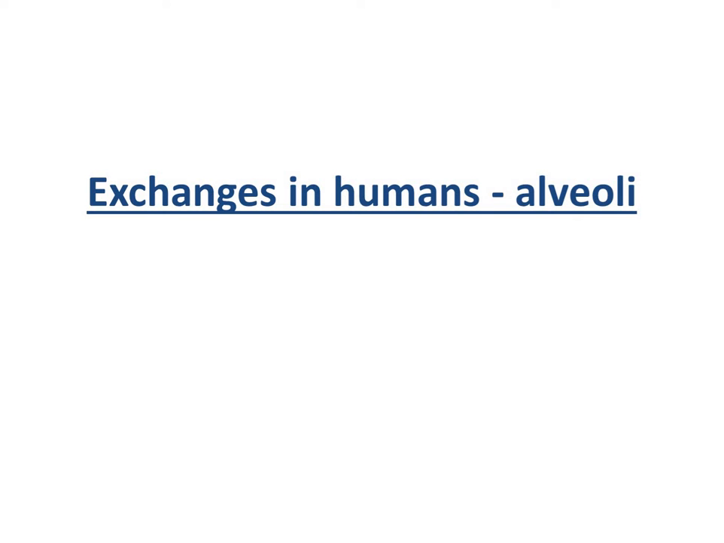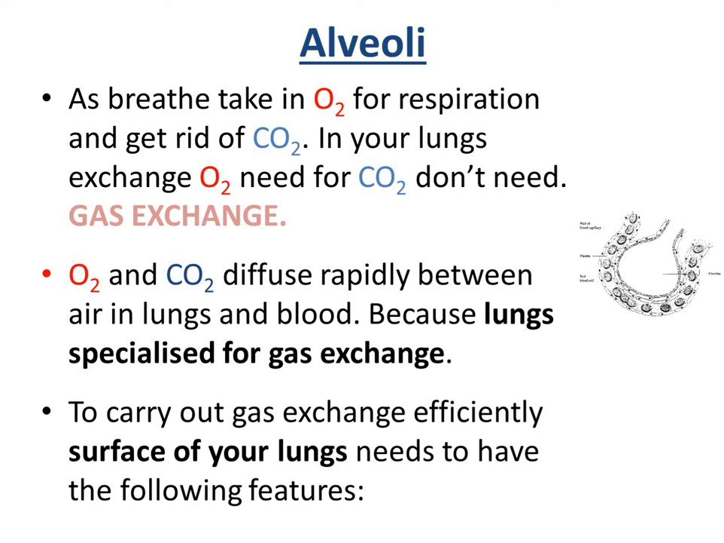So today's lesson is about exchanges in humans. The exchange surface in the lungs is the alveoli. As we breathe, we take in oxygen for respiration in the cells, and we get rid of carbon dioxide. The job of the alveoli in the lungs is to exchange oxygen that we need for the carbon dioxide that we don't need. So gas exchange happens in the alveoli.